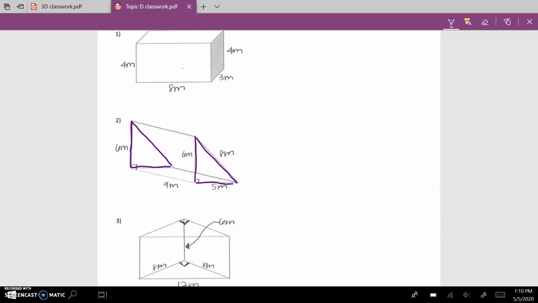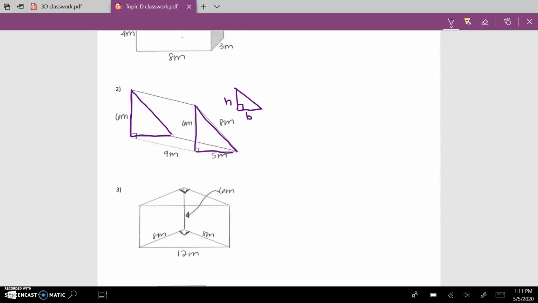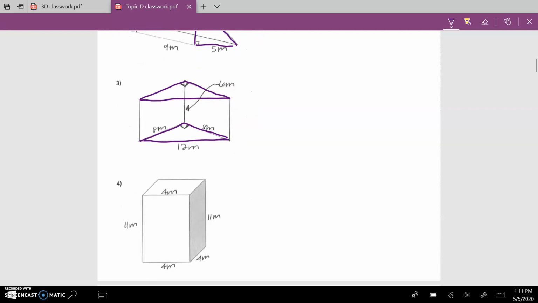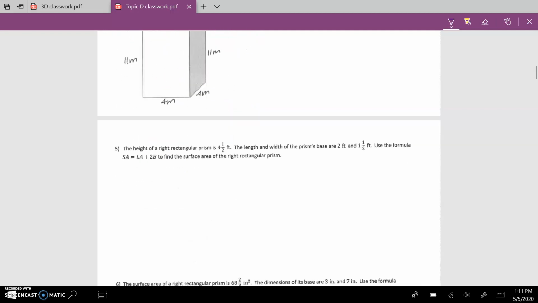And then remember, when you're finding the area of the triangle, and this is the right angle, this is your base and this is your height, and we don't really have anything to do with that diagonal line except when we find the perimeter. All right, same thing here in number 3. Your bases are triangles. This one's a little easier to see. Okay, and number 4 is pretty much like number 1.